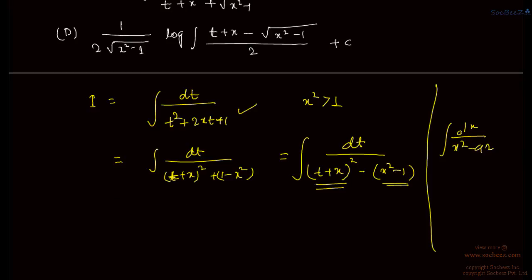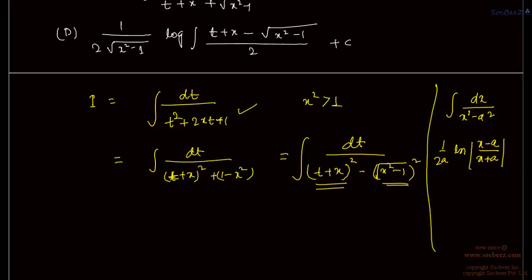The value of integral dx upon x square minus a square is 1 upon 2a ln |x minus a upon x plus a|, right? So here in place of x we have t plus x, and in place of a we have root under x square minus 1.